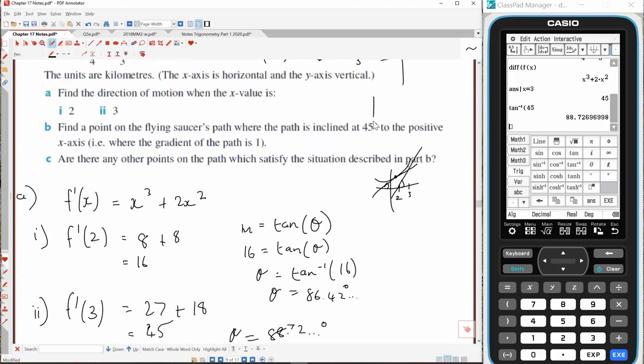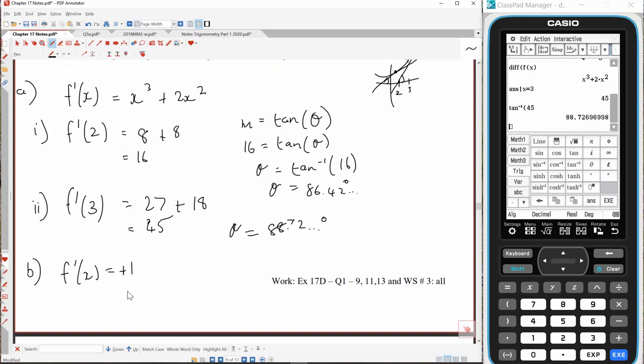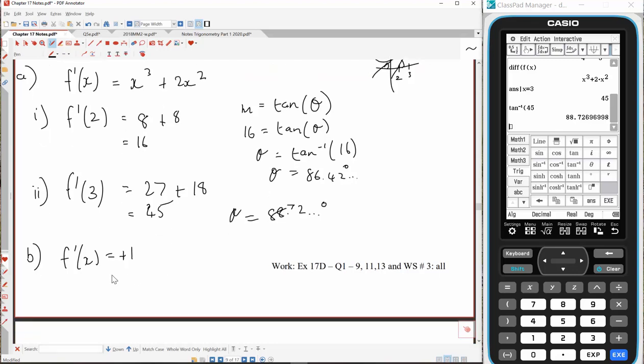So path inclined to the positive 45. That line there is going to have a gradient of 1. Basically we say to the gradient function, hey, can you please tell me when you're equal to +1, or when you've got a 45-degree angle to the positive direction of the x-axis? All right, so let's do it. We've got x cubed plus 2x squared as the gradient function, and I want to know when it's equal to +1, or just 1.